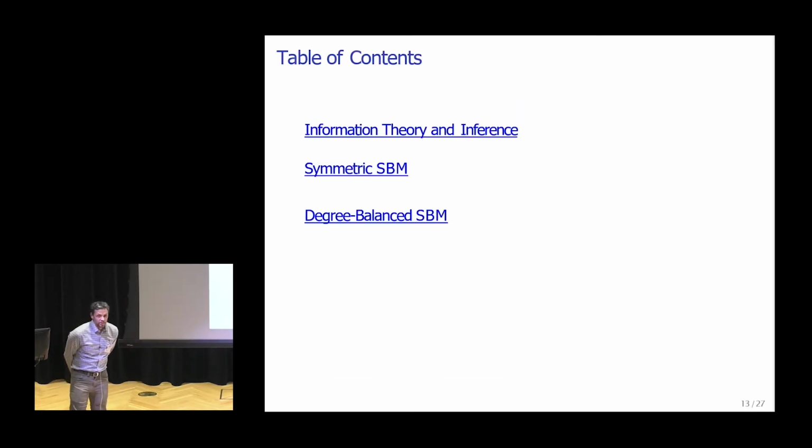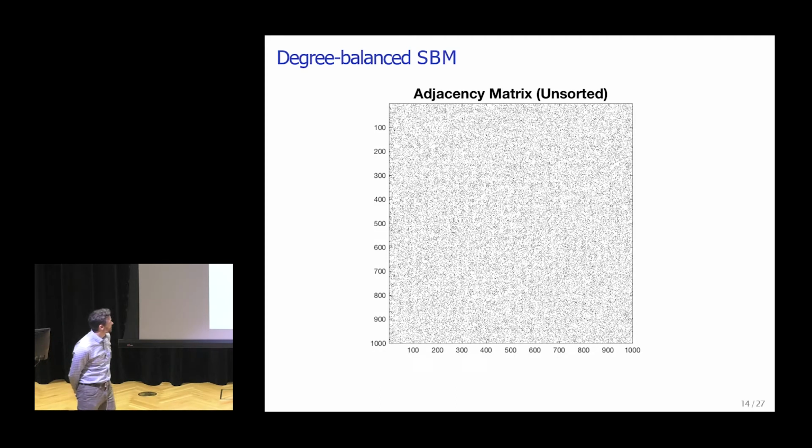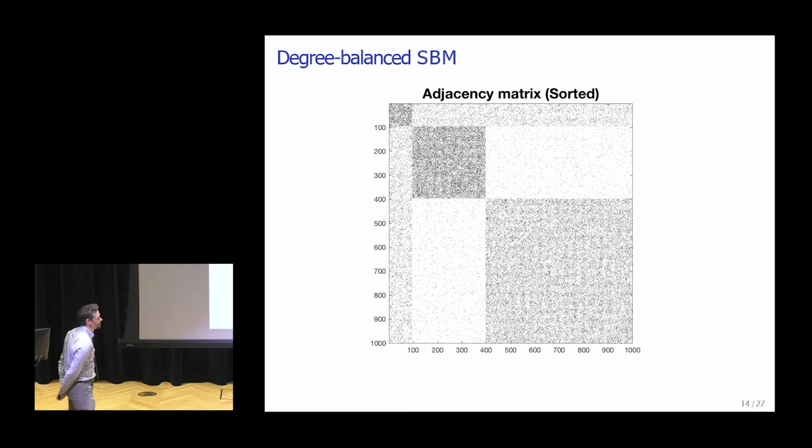OK, so the question is, what happens when we want to look at something a little less simple? And that is, we have more communities, but there could be different interactions between different individuals in the community. I think not all networks in the world are symmetric stochastic block models. So the particular model we're going to look at here, well, here's an example. Again, it's unsorted. Can you sort it? This is an example of a degree-balanced stochastic block model.